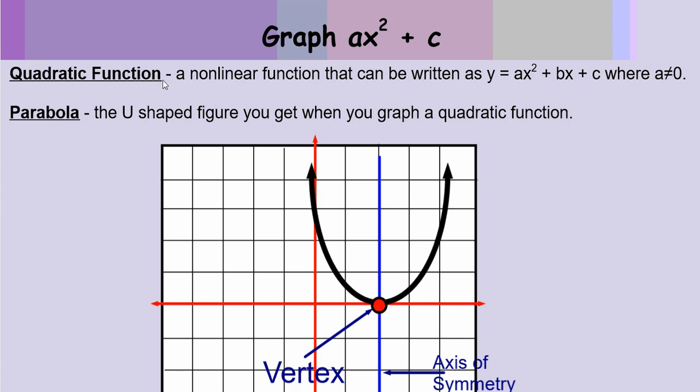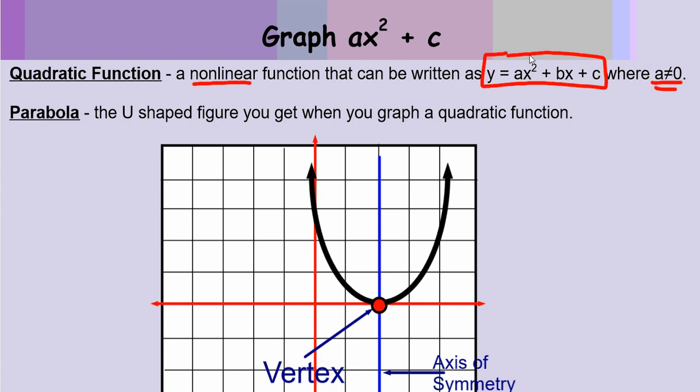A quadratic function is a nonlinear function. Why do they say nonlinear? Because these do not make lines. It's a function that can be written in the form y equals ax squared plus bx plus c, where a cannot be 0. If a was 0, this part would disappear. It would make a line, and therefore it wouldn't be a quadratic.